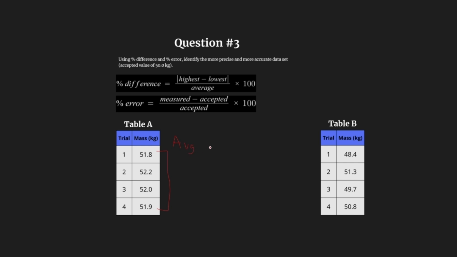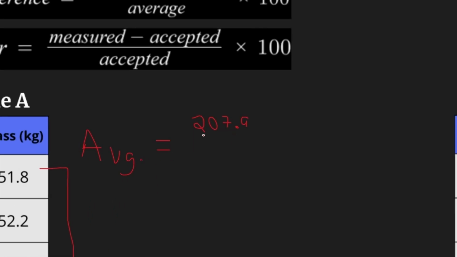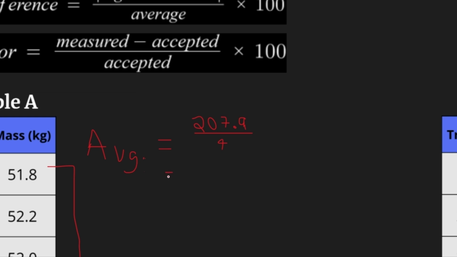So 51.8 plus 52.2 plus 52 plus 51.9 is equal to 207.9 divided by 4, which is the number of data points that we have. And in doing so, we get a result of 51.975 kilograms.